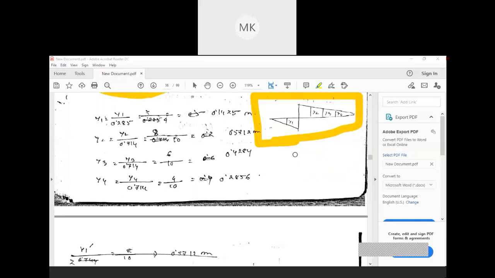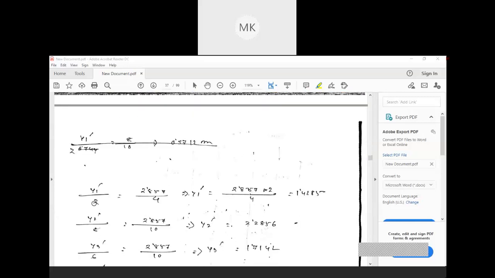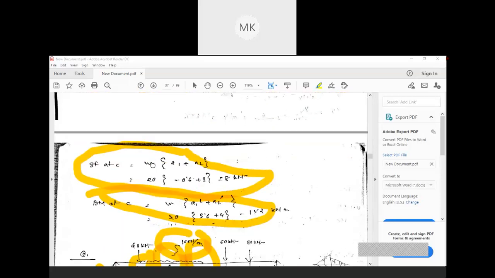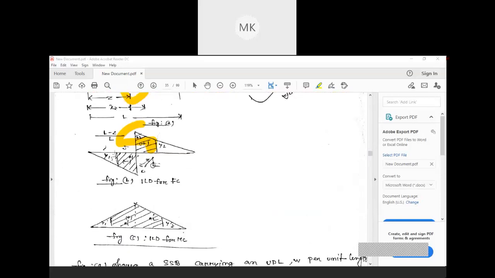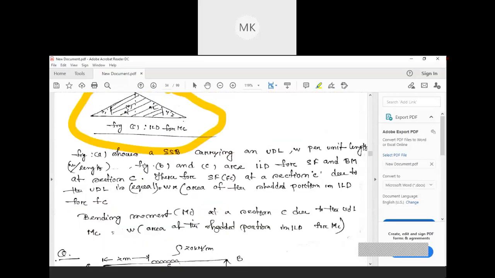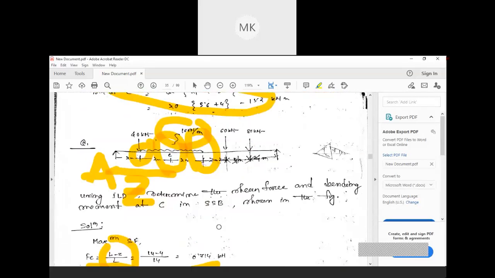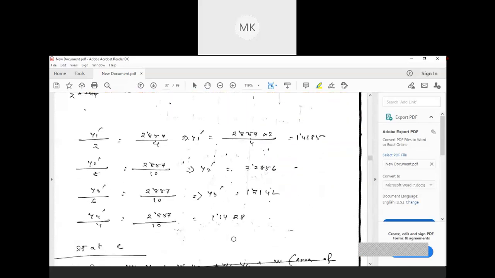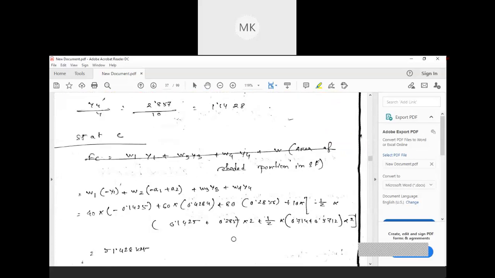Okay, fine. Let's continue. After finding out this Y1, Y2, Y3, and Y4, similarly again we need to find out this Y1, Y2, Y3, and Y4 dash. For that you need to draw a diagram like this for the bending moment. From here you can easily find out Y1 dash, Y2 dash, Y3 dash, Y4 dash. But one more thing is there. See, when we are finding out that SF at C.